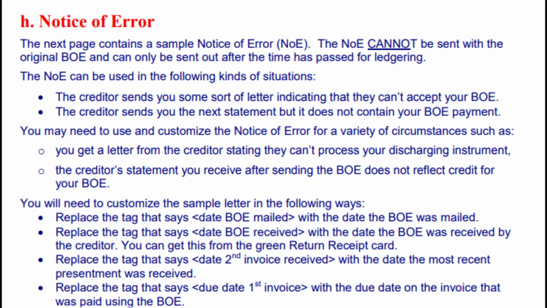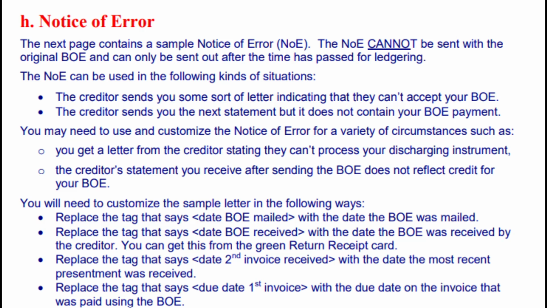So you may need to use and customize the notice of error for a variety of circumstances, such as you get a letter from the creditor stating they can't process your discharging instrument, or the creditor's statement you receive after sending the BOE does not reflect credit for your BOE. So these are reasons why you're going to be sending that if any of these things happen. So you may need to customize the sample letter in the following ways. Down on the bottom, it gives you different ways to go ahead and revise the next BOE that you'll be sending.